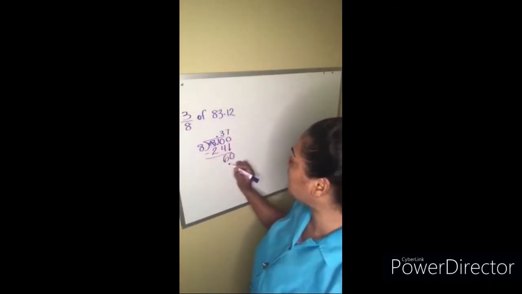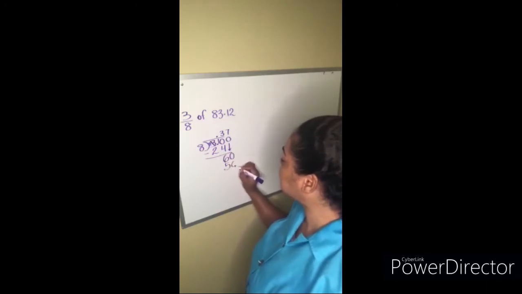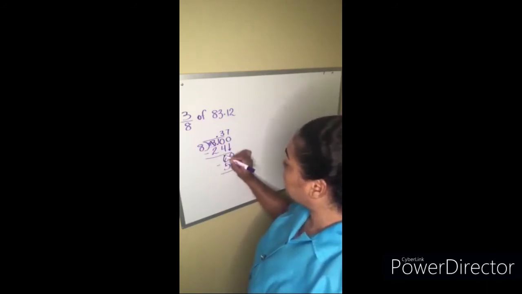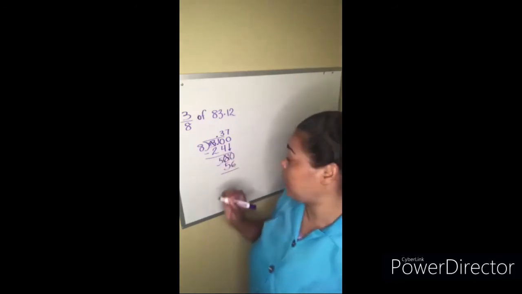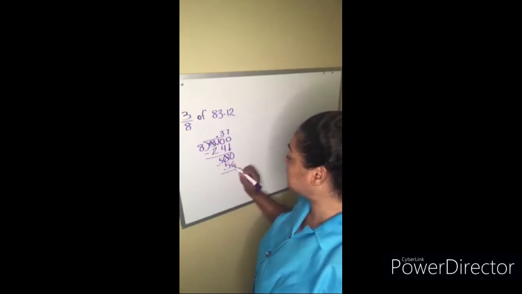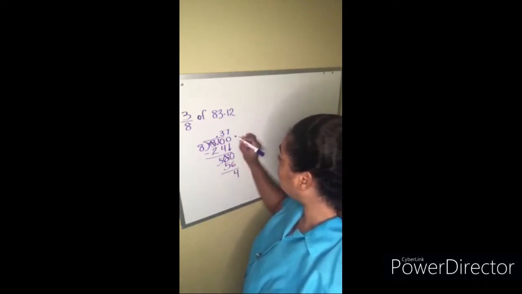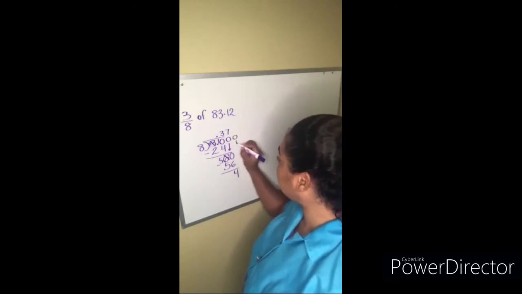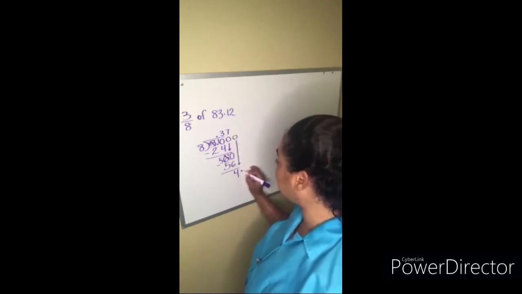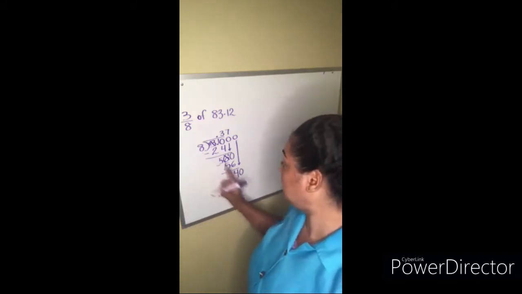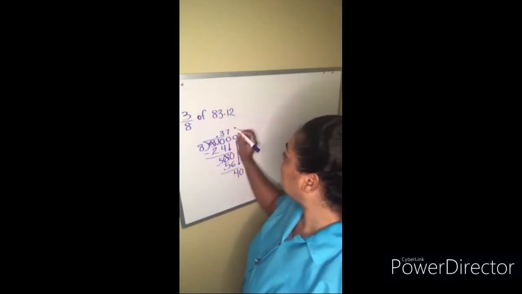8 times 7, 56. We're going to subtract here. We have to borrow again because 0 can't take away any other number, right? 10 minus 6 will give us 4. We'll bring it down. We'll put a 0 here, sorry, and we're going to bring it down again. Now we have 40. 8 can go into 40 5 times, right?